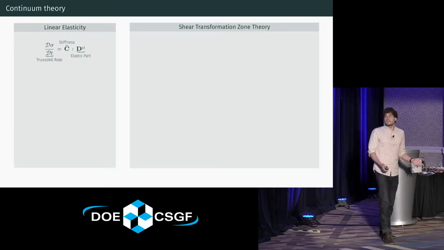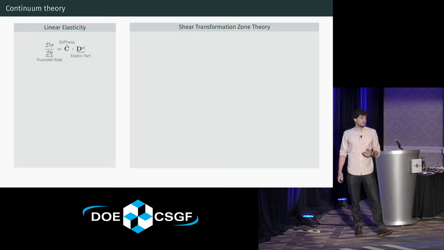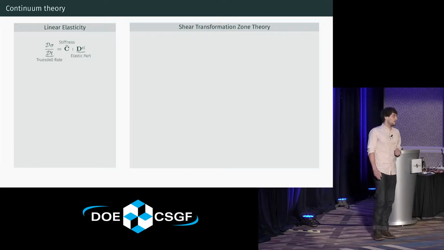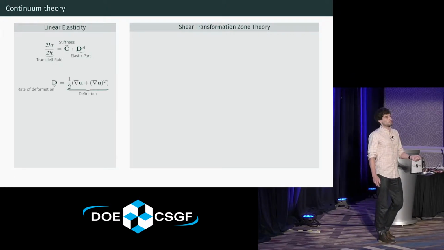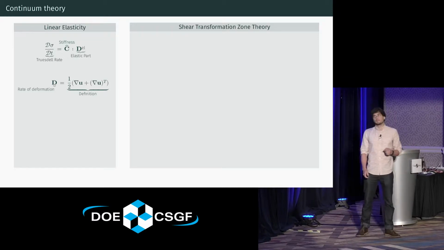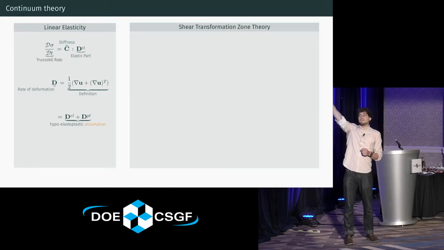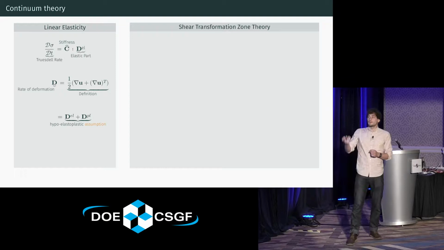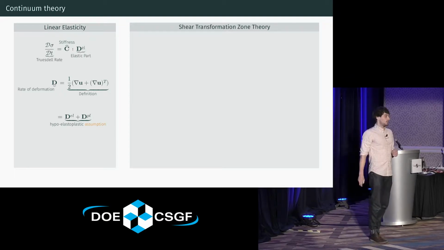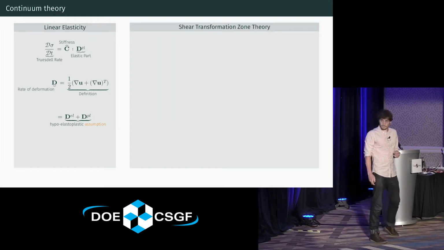The total rate of deformation tensor, d, is the symmetric part of the velocity gradient, and we make an assumption called the hypo-elastoplastic assumption, which says we can additively decompose the total rate of deformation tensor into a sum of elastic and plastic parts. This lets us rewrite d^EL as d minus d^PL. We can compute d from the velocities, and d^PL will be given to us by the STZ theory.